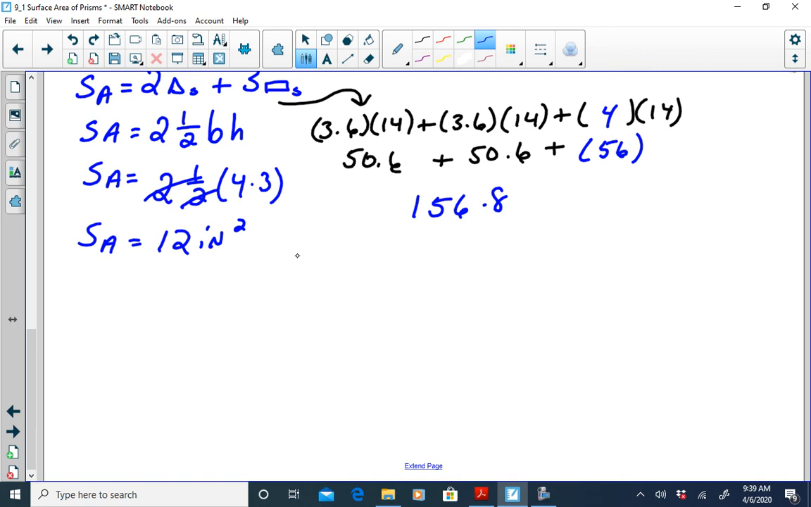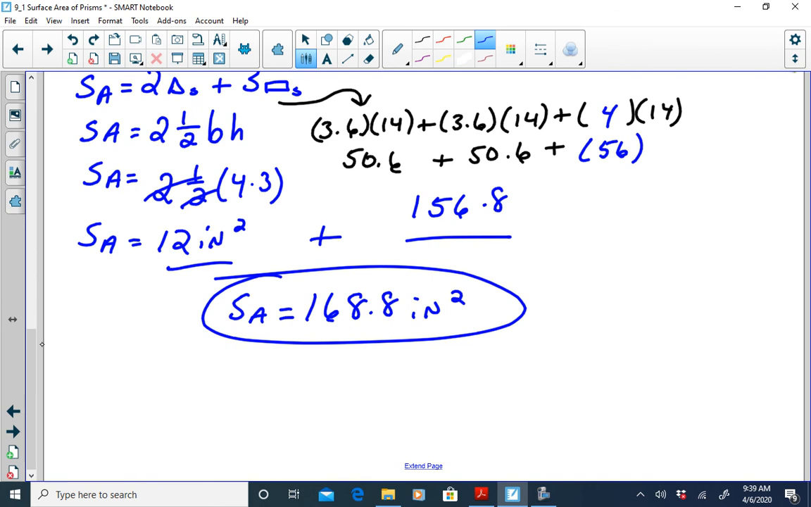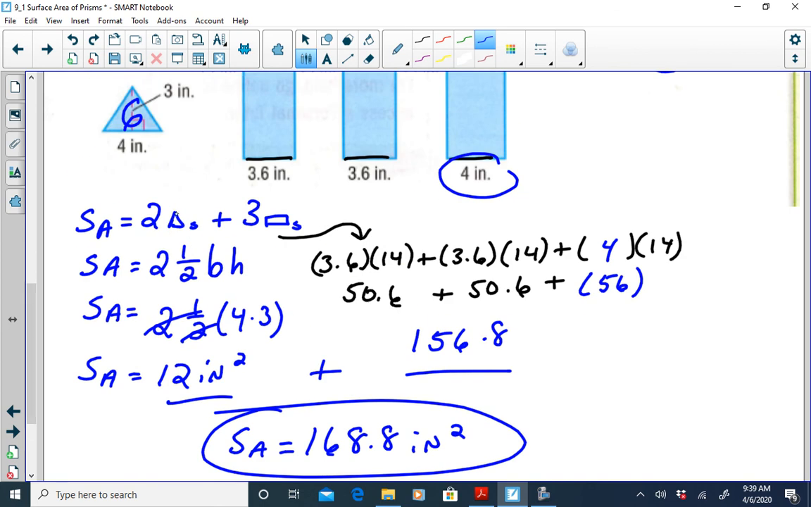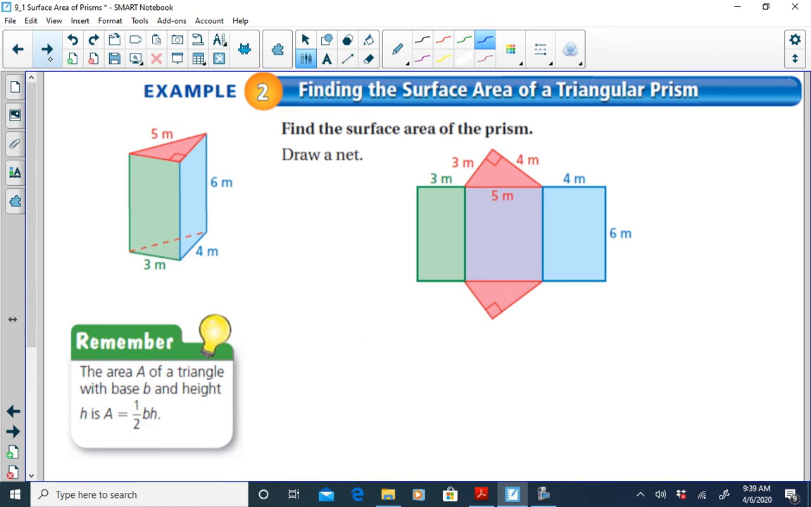So the surface area is the sum of those two numbers. We take the 12, add the 156.8, and that's going to give us 168.8 square inches. That's going to be our surface area. Once again, we're just finding the area of 2 triangles, that gives us the 12. We find the area of the 3 rectangles, that gives us 156.8. I take my 3 rectangles, 2 triangles, add them together. That's where we get our answer.